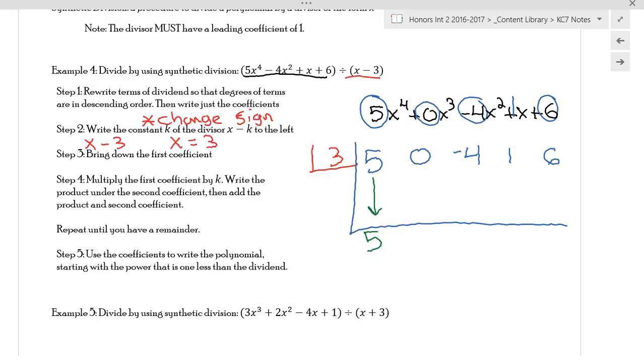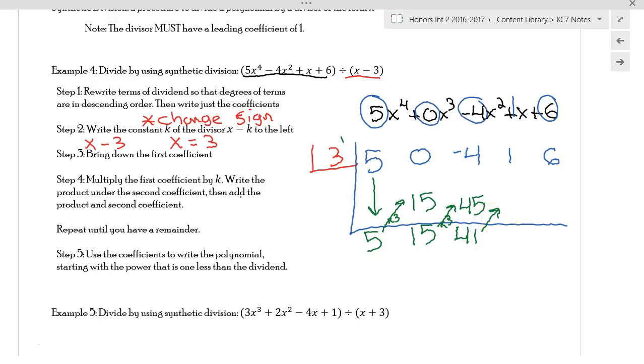And then I'm just going to multiply times 3 from here. 5 times 3 is 15. Okay. Then I'm going to add. 0 plus 15 is 15. Then I'm going to repeat. I'm going to multiply by 3. 15 by 3 is 45. Then I'm going to add. I get 41. Then I'm going to multiply.